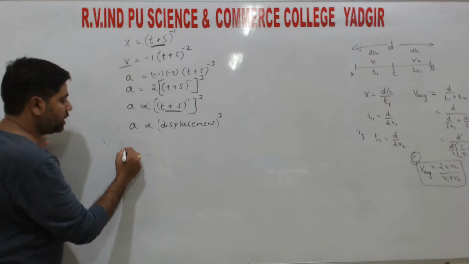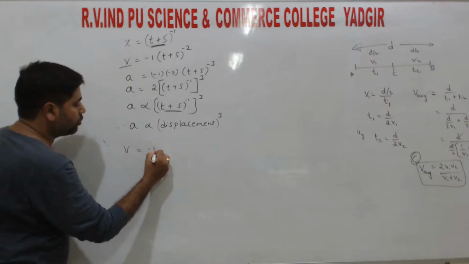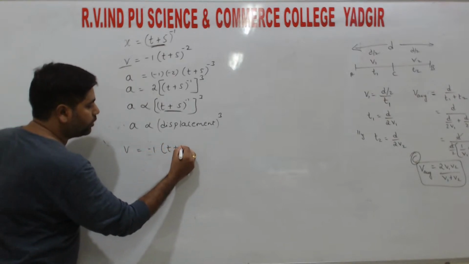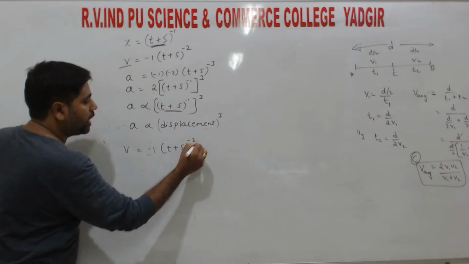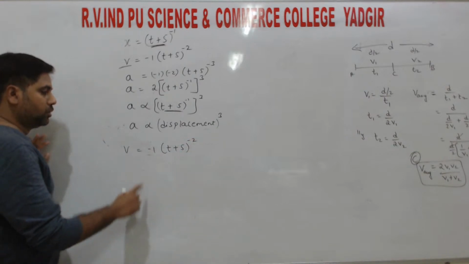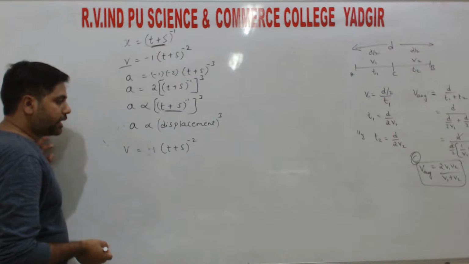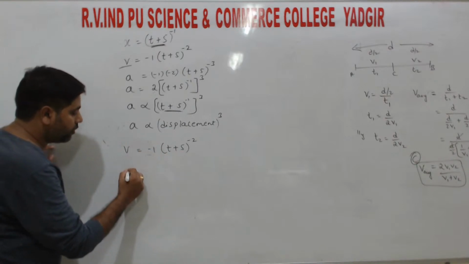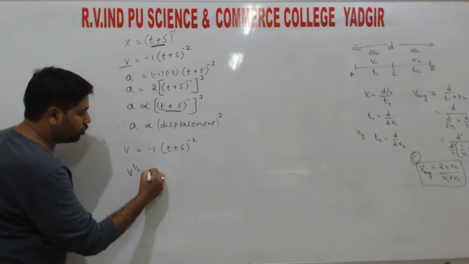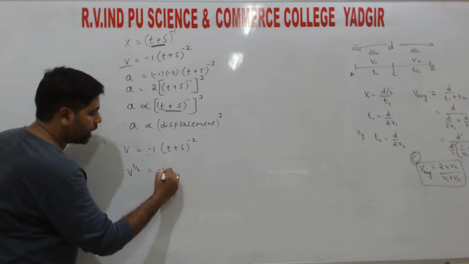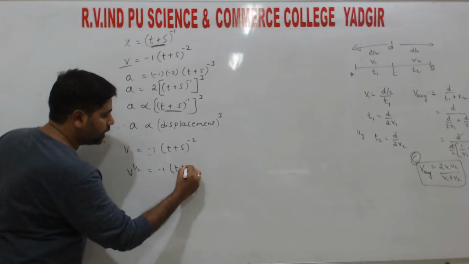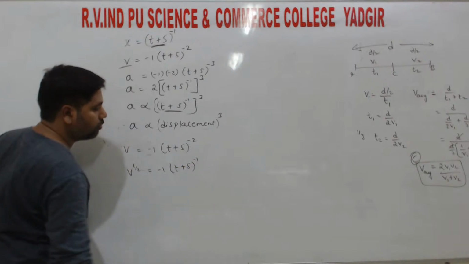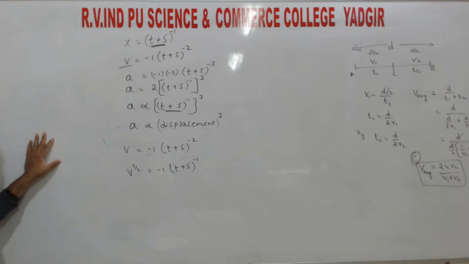So by taking this relation v is equal to minus 1 into t plus 5 whole power minus 2, taking square roots on both sides, we get v power 1 by 2 is equal to minus 1 into t plus 5 whole power minus 1.